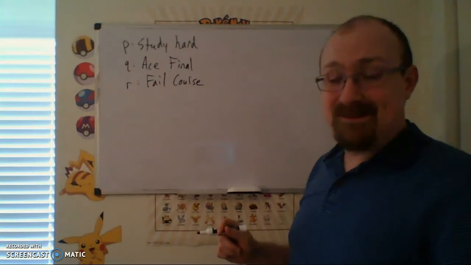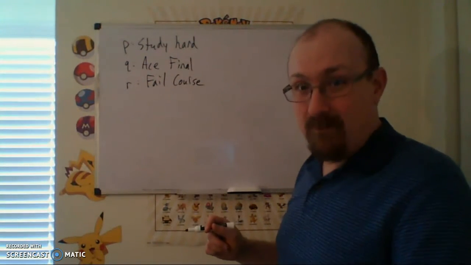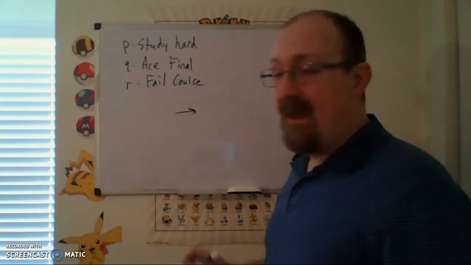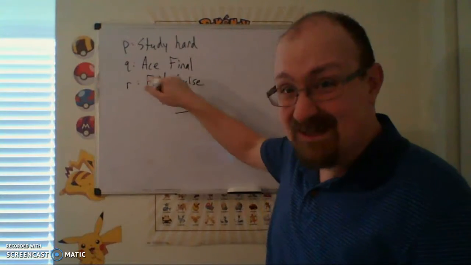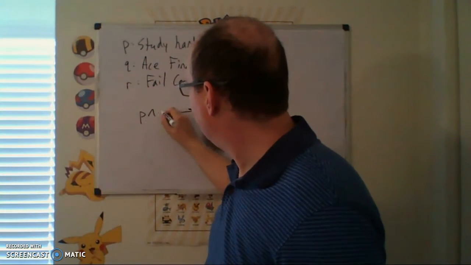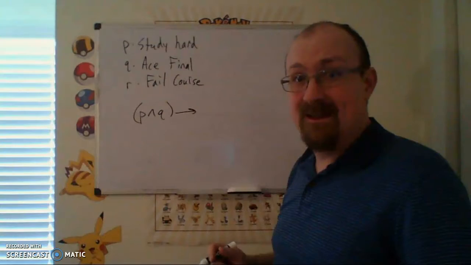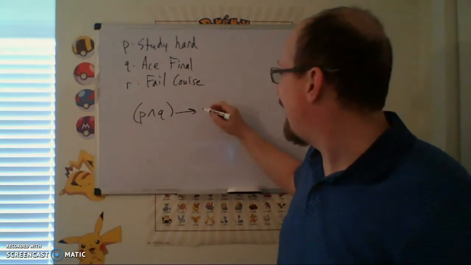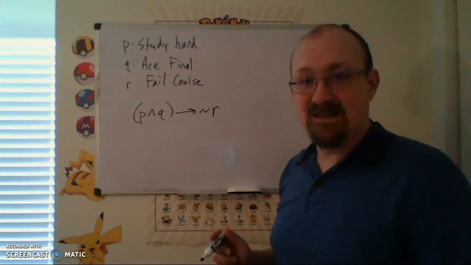So now I need to translate this. It says if I study hard and ace the final. So we've got the keyword if indicating a conditional, so we're going to need a conditional. And then we see and, that's a conjunction, a conjunction of studying and acing the final. So we have P and Q implies, the then is then I won't fail the course. That's the negation of this guy right here. So we have P and Q implies not R.